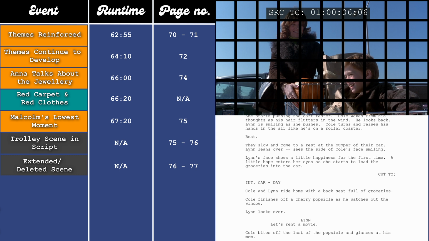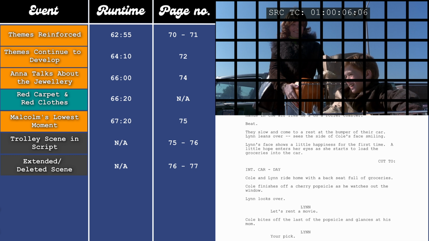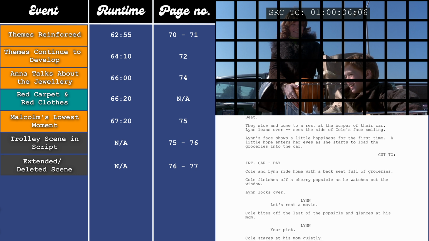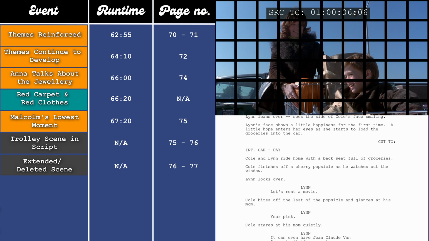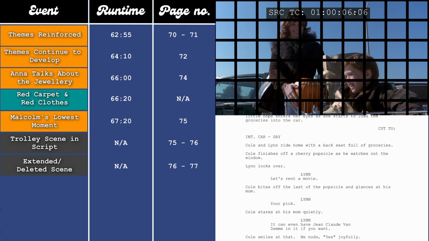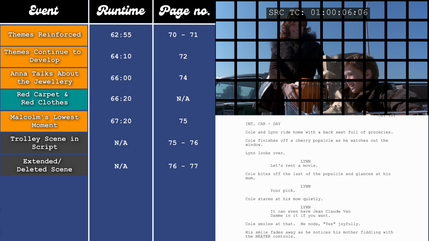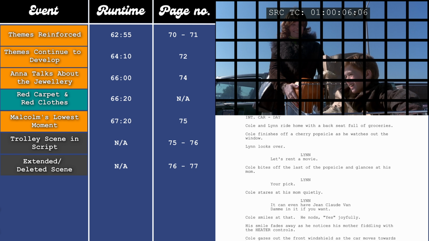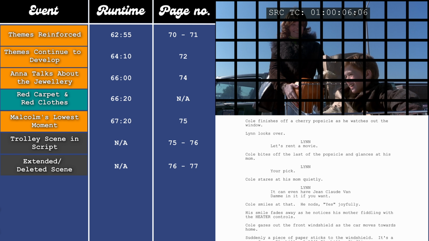Cole and Lynn ride home with a back seat full of groceries. Cole finishes off a cherry popsicle as he watches out the window. Lynn looks over. Lynn, let's rent a movie. Cole bites off the last of the popsicle and glances at his mum. Lynn, your pick. Cole stares at his mum quietly. Lynn, it can even have Jean-Claude Van Damme in it if you want. Cole smiles at that. He nods, yes, joyfully. His smile fades away as he notices his mother fiddling with the heater controls.